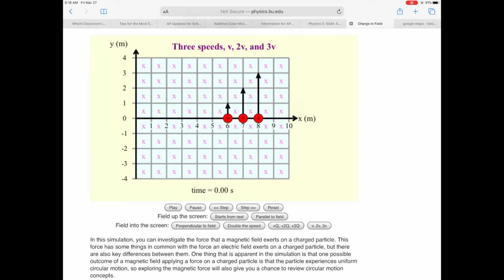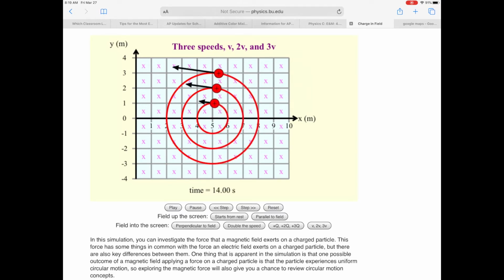And we go to velocities, V, 2V, and 3V. Now these move in sync with each other, but they are experiencing different forces. They're experiencing different forces, causing them to go in different radii circular paths. So then the magnetic force also depends on the velocity.